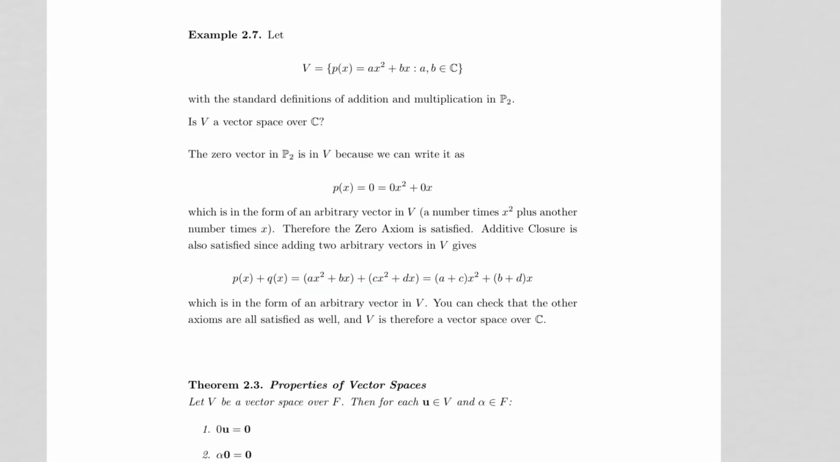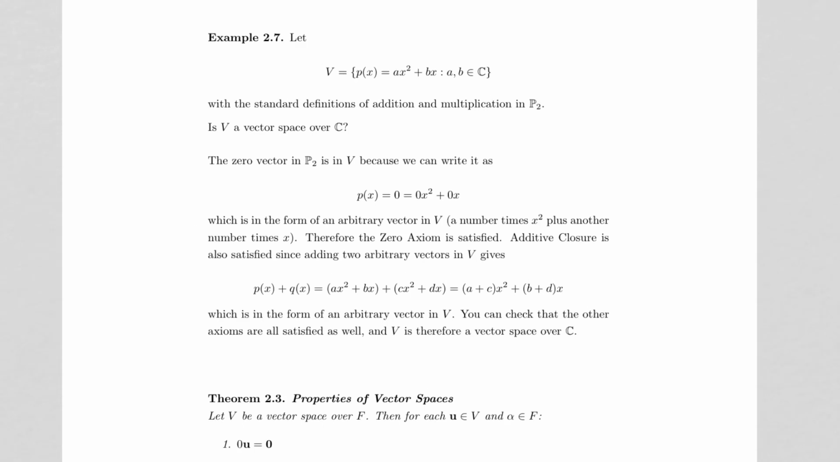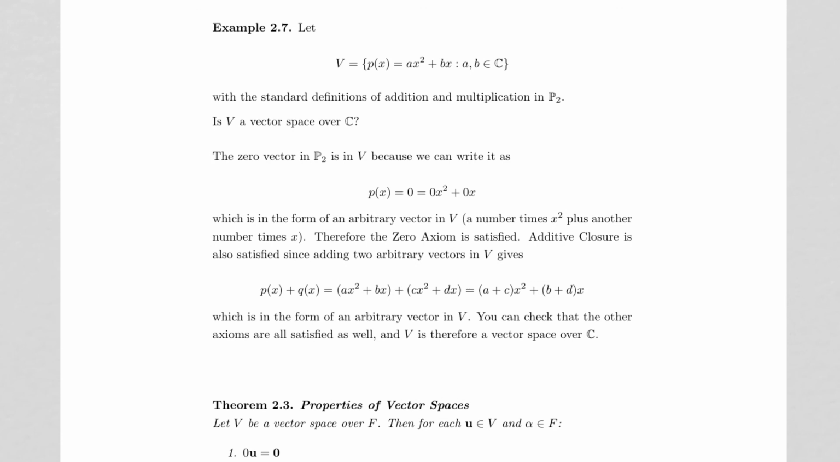For our last example, we'll do one that actually is a vector space, since all the ones we've done so far have not been. So in this case, V is the set of polynomials ax squared plus bx, where a and b are in C, similar to the one we just did, but instead of ax squared plus 1, it's ax squared plus bx. So a and b can be any two complex numbers, with the standard definitions of addition and multiplication in P2. And to really answer this question, we have to go through all 10 axioms and confirm that all 10 are satisfied. But for the sake of time, I won't do that. We'll just do a couple.